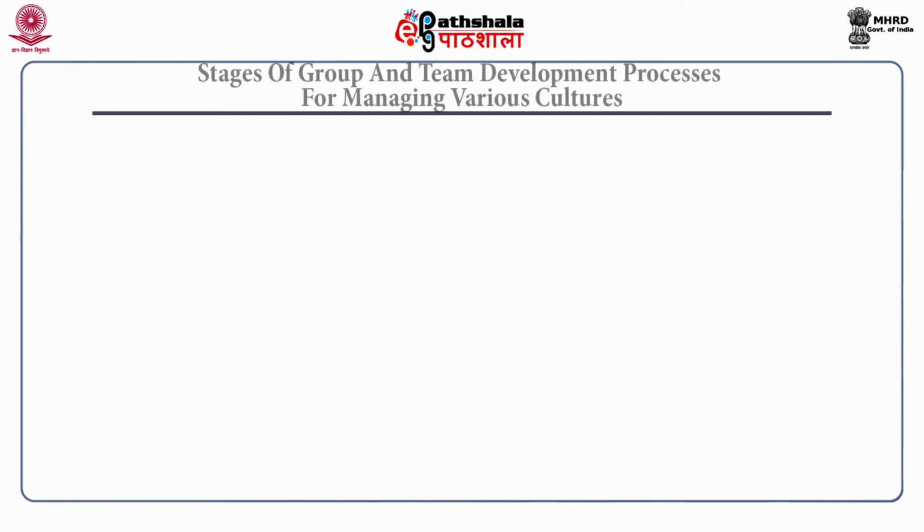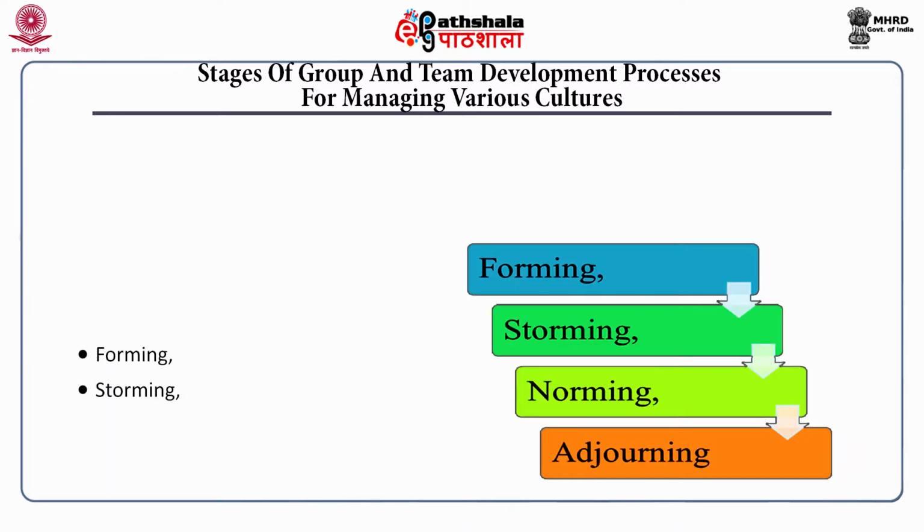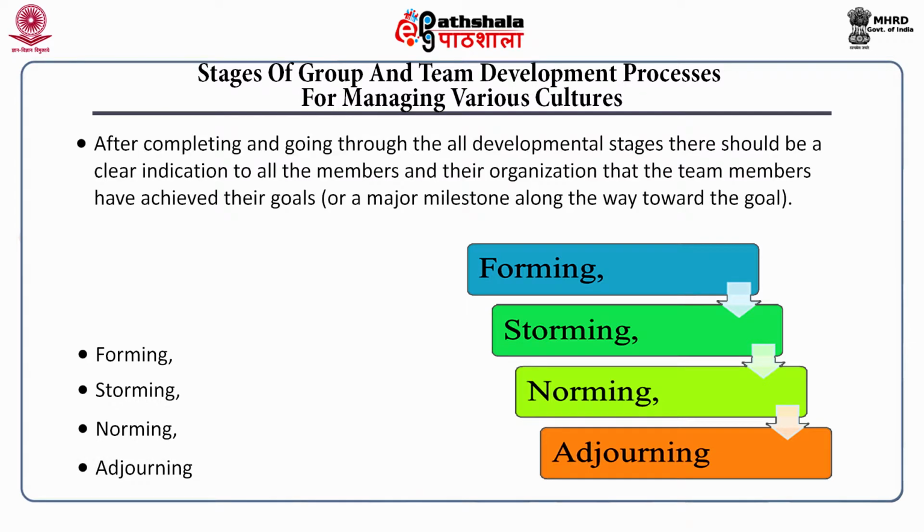Now let's discuss the stages of group and team development processes for managing various cultures. Although the stages are the same, we are going to discuss them for managing various cultures. So there are 4 stages: forming, storming, norming and adjourning. After going through all the developmental stages, there should be a clear indication to all the members and their organization that the team members have achieved their goals.